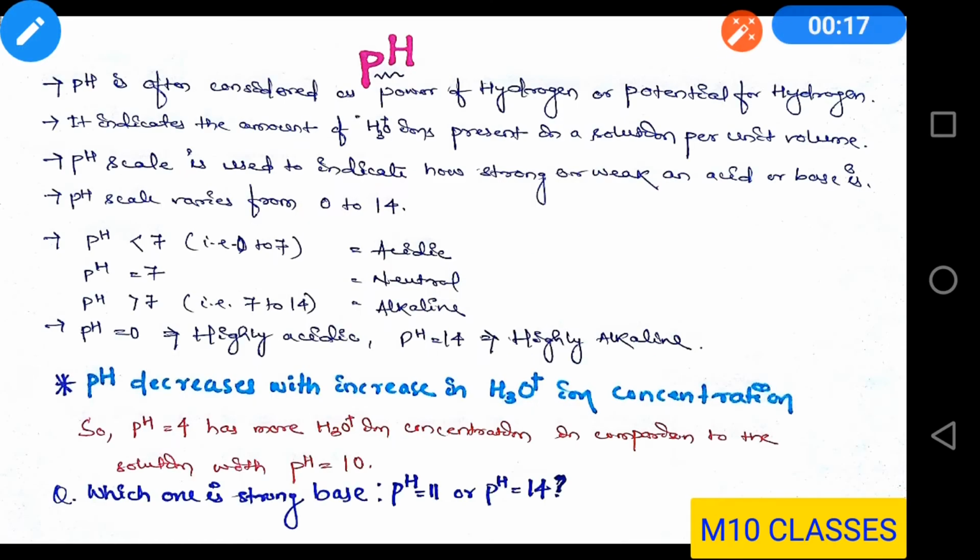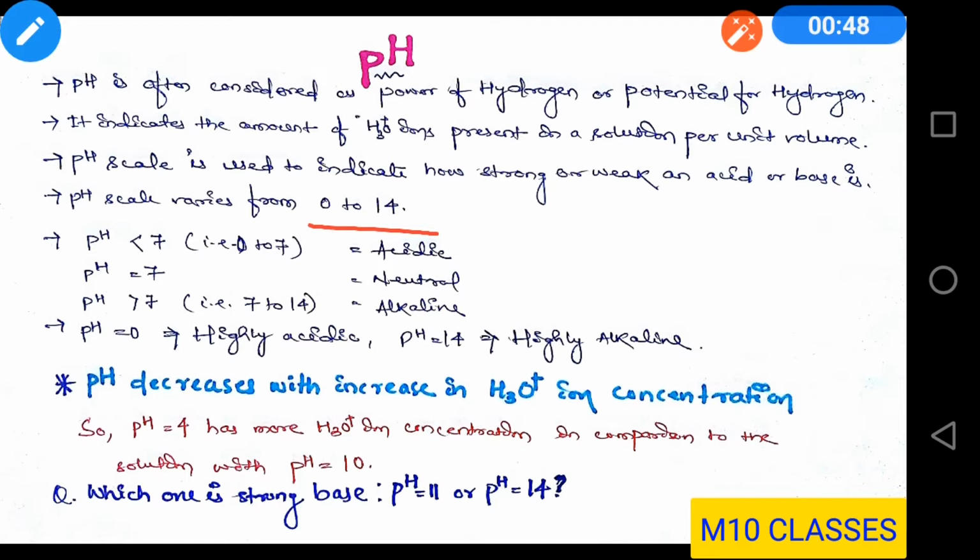So students, P here stands for power or potence and H stands for hydrogen. So pH is often considered as the power of hydrogen or the potential of hydrogen. It indicates the amount of hydronium ion present in the solution per unit volume. The pH scale is used to indicate whether an acid is strong or weak or a base is strong or weak. This pH scale varies from 0 to 14.